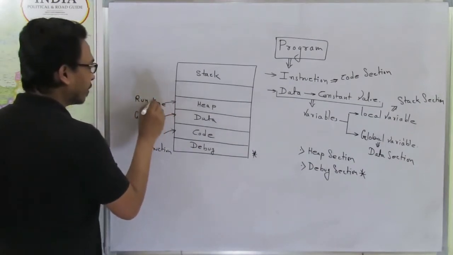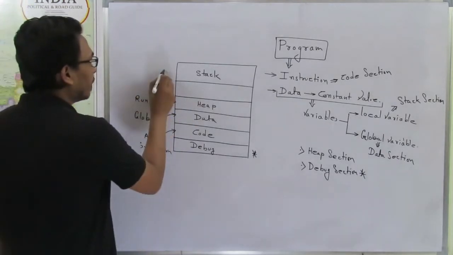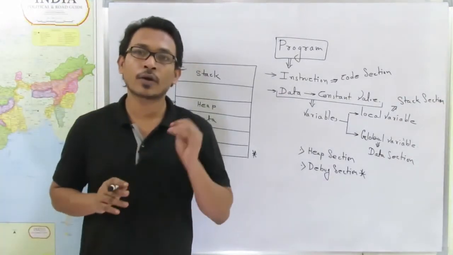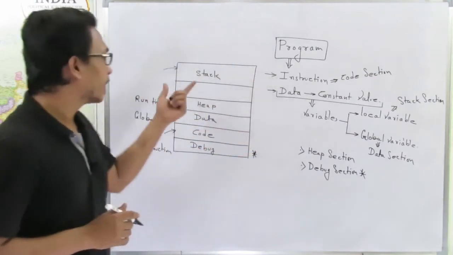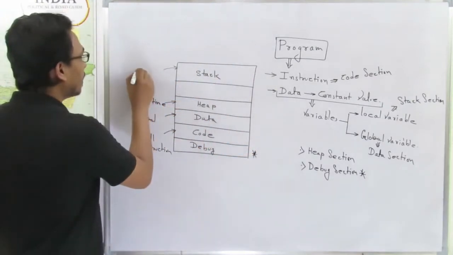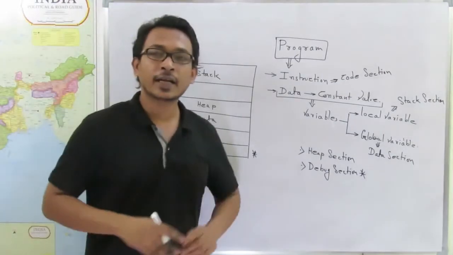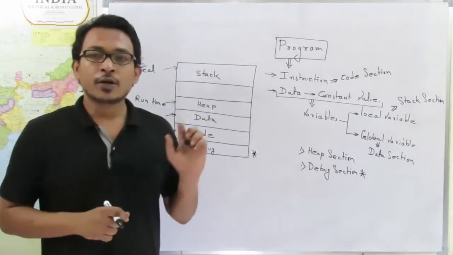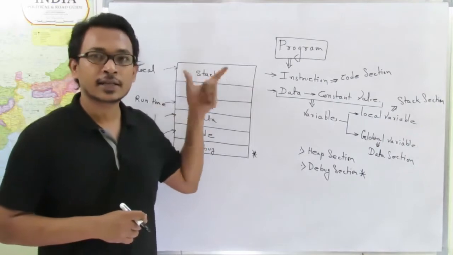Runtime memory allocation. Now, what is the purpose of this stack section? All the local variables are allocated from this stack section. That means whenever we declare any local variable, at that time the memory is allocated to that local variable from this stack section. Clear?